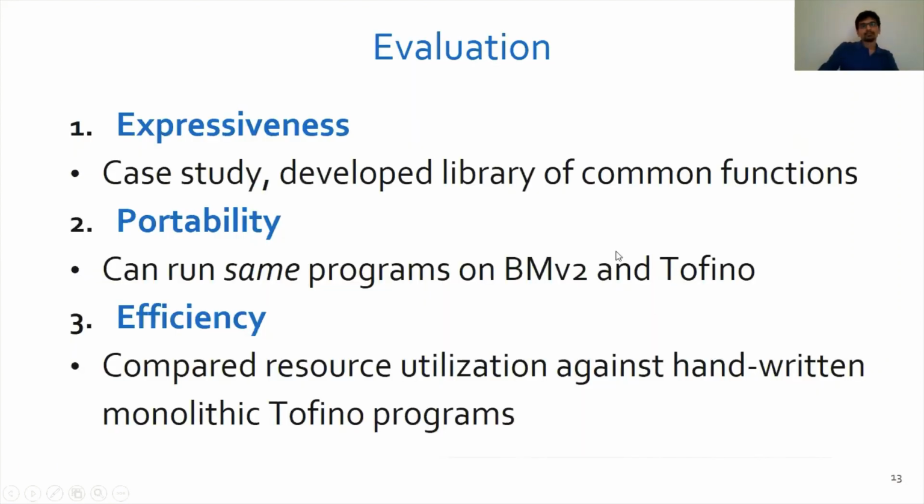Finally, we evaluated µP4 on three parameters: expressiveness, portability, and efficiency. For expressiveness, we developed a set of library functions. For portability, we developed two backends, one for the software switch BMV2 and another for the hardware target Tofino. And to evaluate efficiency, we compare resource utilization against handwritten monolithic Tofino programs.